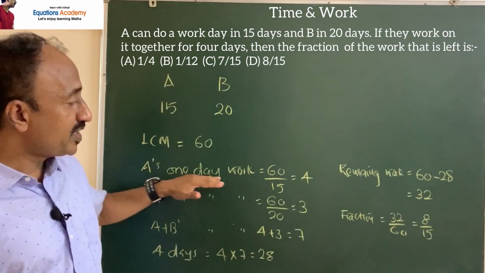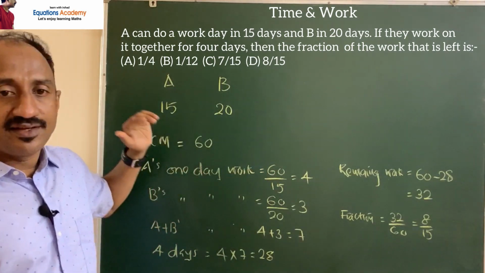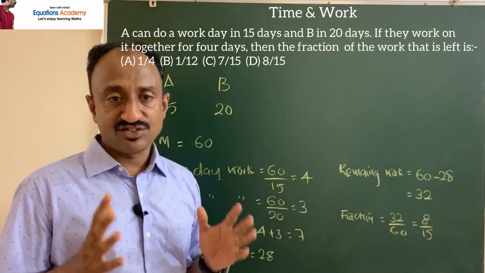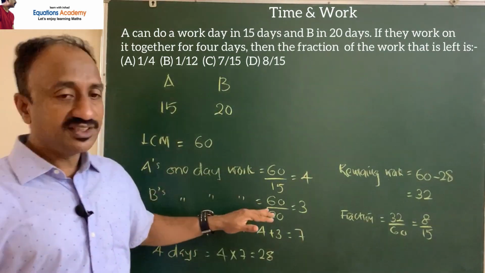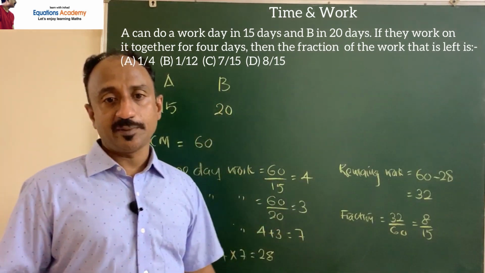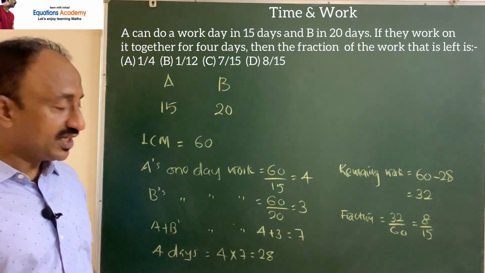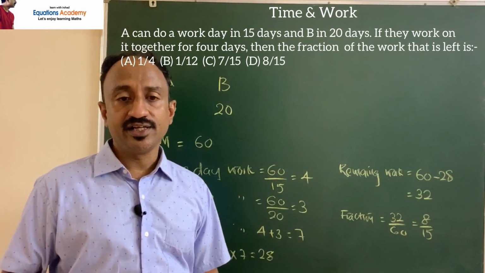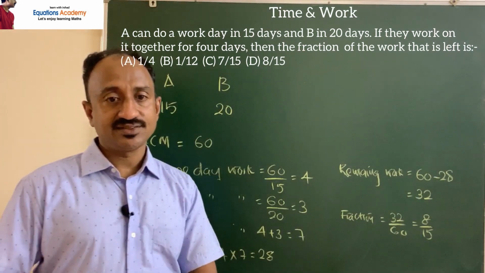So what will be A's 1 day work? A's 1 day work will be total unit 60 divided by the number of days A takes, that is 15. So 60 divided by 15, that is equal to 4. Similarly, B's one day work is 60 divided by the number of days B takes, 60 divided by 20, which is equal to 3. So what about A and B together? 4 plus 3, 7 units of work in a day. A plus B's one day work is 7 units.